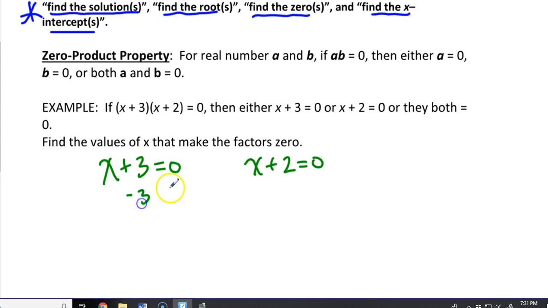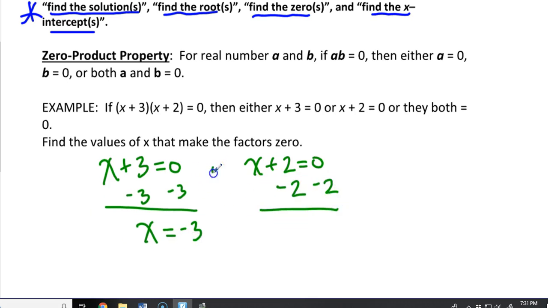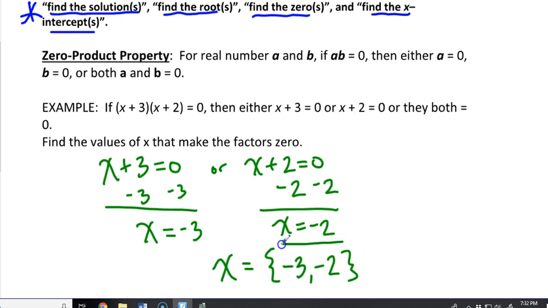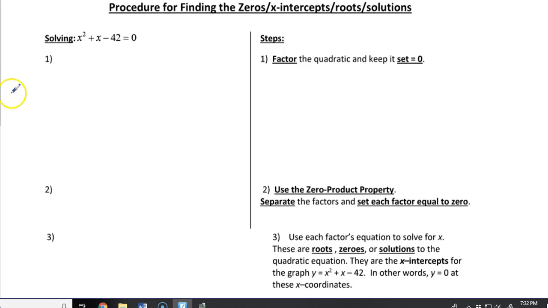Good, so hopefully you subtracted 3, and you got x equals -3, and you subtracted 2, and you got x equals -2. So we have these two roots, or zeros, or solutions, or also x-intercepts. We found those things. And the way we can write it, when we write the roots, or the zeros, is like this. We write it in set notation because there's a set of x values that are going to produce a y value of 0. All right, so let's solve this question that we already know the answer to.